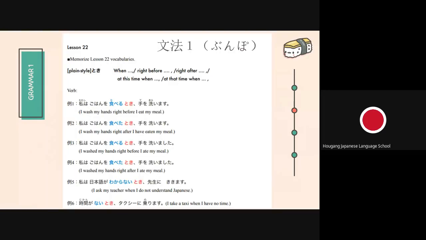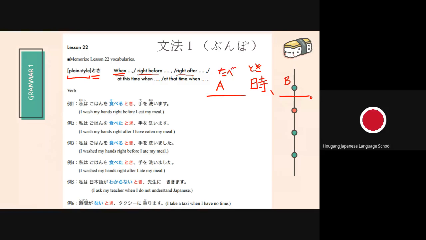Okay, lesson 22. The grammar is toki, plain style toki. Don't worry about this. Next week in the physical class, I'll touch on this again. Toki means when, or right before, right after. Why like that? It really depends on context and sentence. You can take down the kanji. I think I showed you before. Something toki means when something does. A toki B. So when A happens, B also happens.